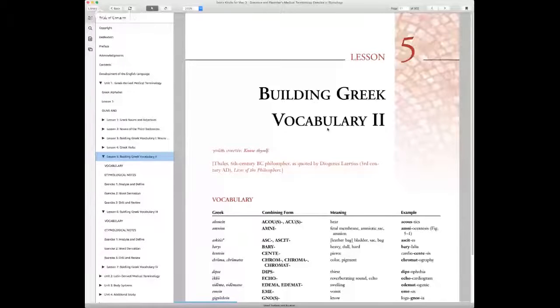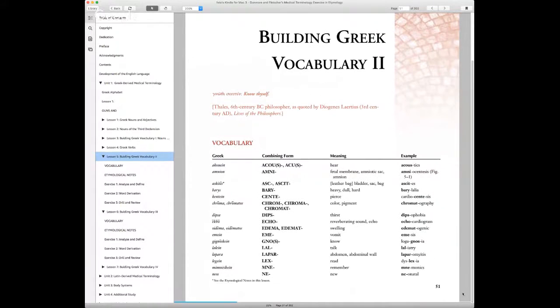What I wanted to talk about this week is lessons 5 and 6. The reality is that lessons 5 and 6 don't offer any new grammatical concepts, as you can see from looking at lesson 5 and lesson 6. They basically offer you some more vocabulary to go over and to learn, of course, and as usual, some explanations.